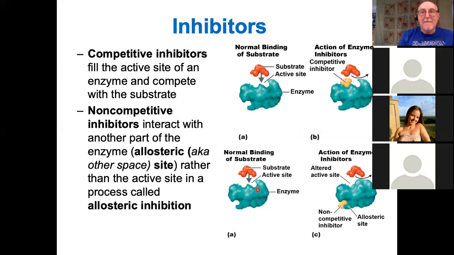But many enzymes have another site. It's not an active site, but a site remote from the active site, somewhere else on the enzyme. It's called the allosteric site. And it will bind a substance. When it binds the substance, it actually changes the shape of the enzyme, and the enzyme is no longer able to bind the substrates.